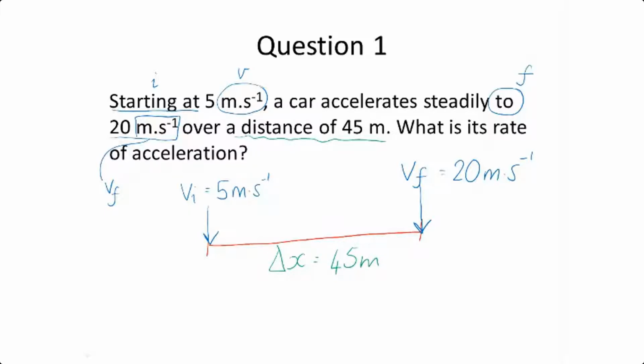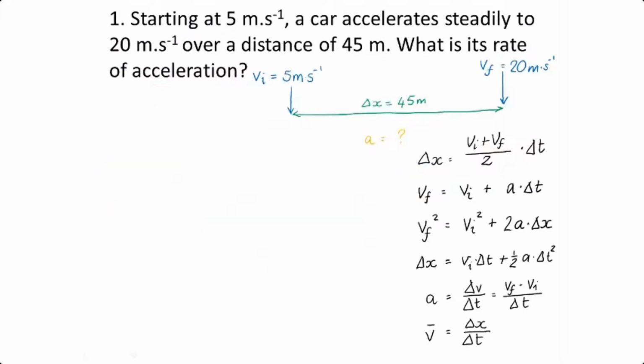The next important thing is to determine what we're being asked. What is the rate of acceleration? So acceleration is what we're required to find out. Once we have our diagram here, the next step is to choose an appropriate equation. And there are two things that we have to bear in mind in choosing the right equation.